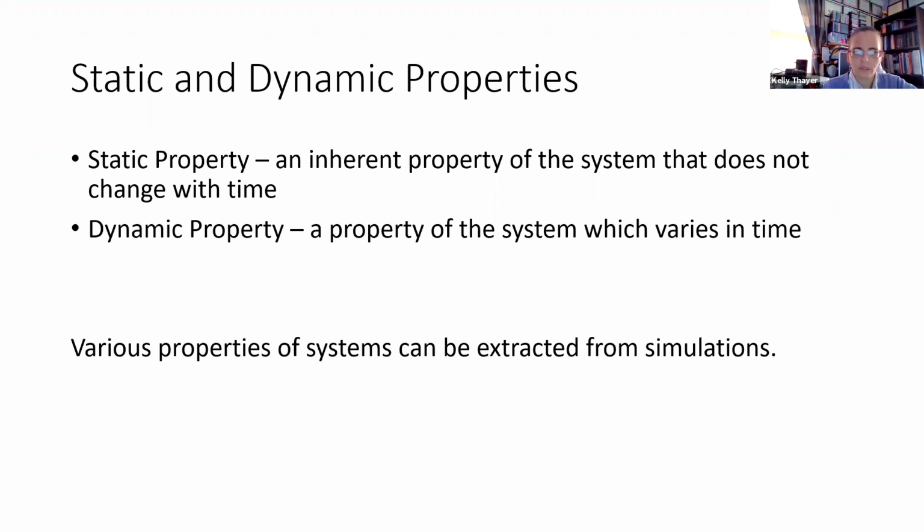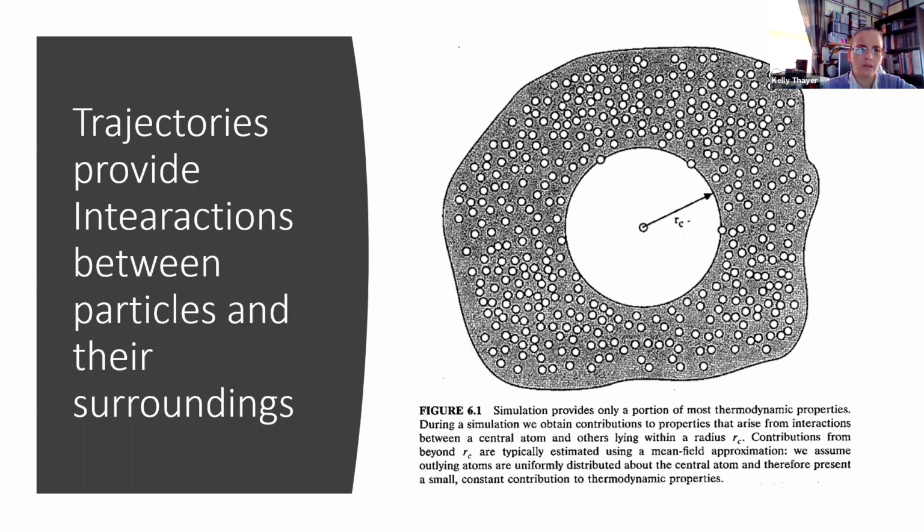There are various properties of a system that can be extracted from MD simulations, some of which are static and some of which are dynamic. So trajectories are going to provide us with the interactions between the particles and their surroundings. We want to keep in mind that our particles can have an interaction with the things that are close by and far away, and the way those are handled are slightly different.